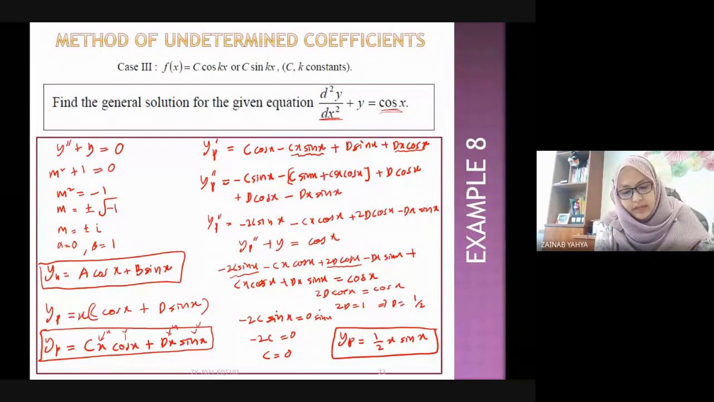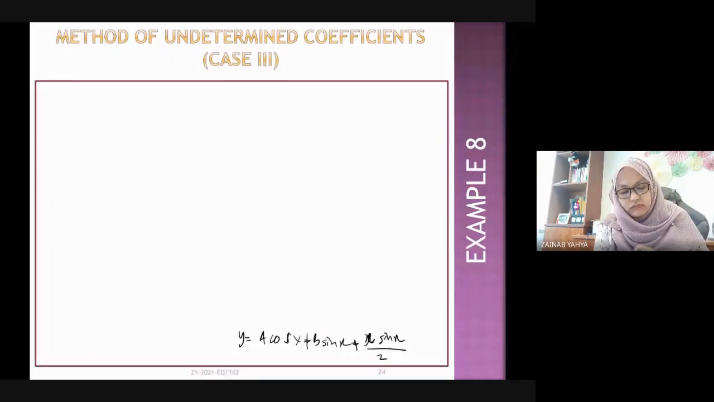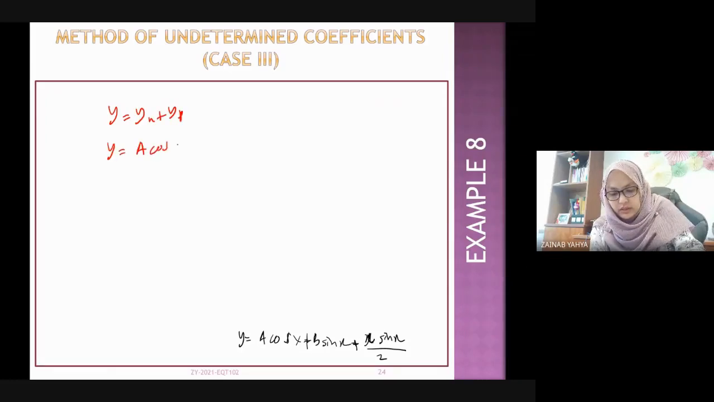So you just compare the terms that we have, cos x and sin x. The rest we can ignore because we just want to find the unknowns. We don't want to solve for all, right? So yp is this one. So for the final answer, we add them together. So y equals yh plus yp. So y equals a cos x plus b sin x plus 1 over 2 x sin x. Okay.